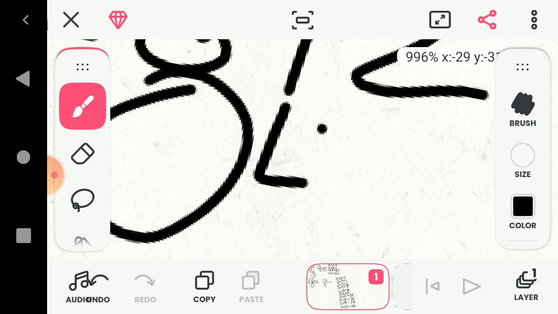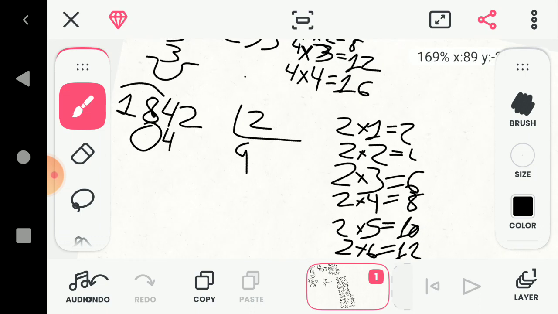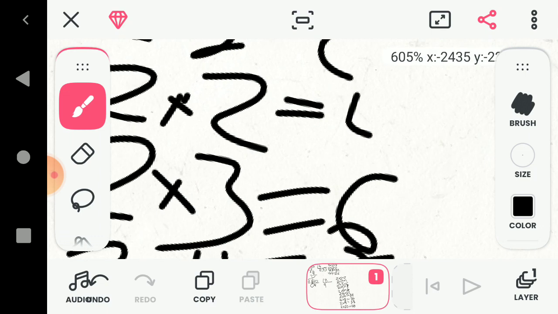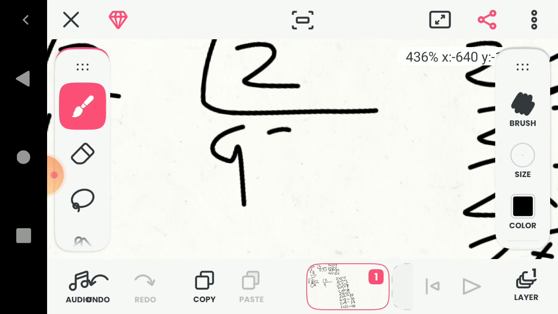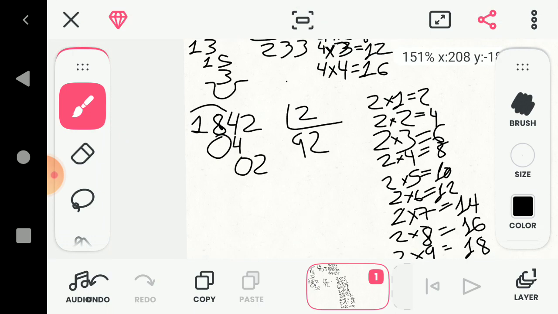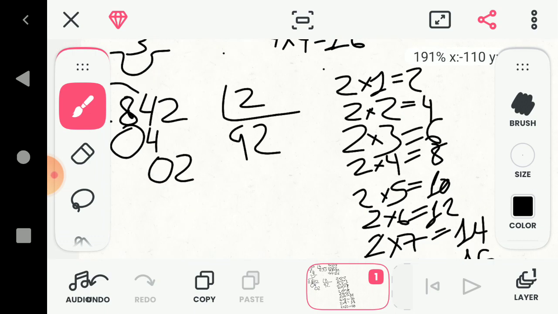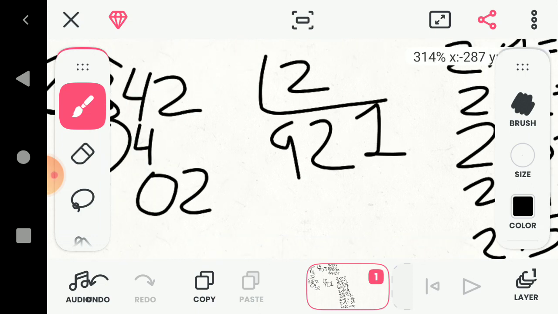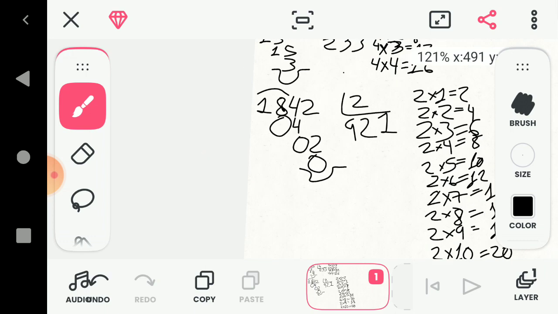Now you bring down the 4, and you need to look for a number that multiplied by 2 gives you 4. Now I already have this here. This is 2 times 2, and 2 times 2 is exactly 4. So we put the 2 down here, and we put a 0 down here. Then you bring down the 2, and I have to look for a number that multiplied by 2 gives you 2. Well, that's easy. 2 times 1 is 2. So you put the number 1 down here, and you put a 0 down here. And that is the end of the division.